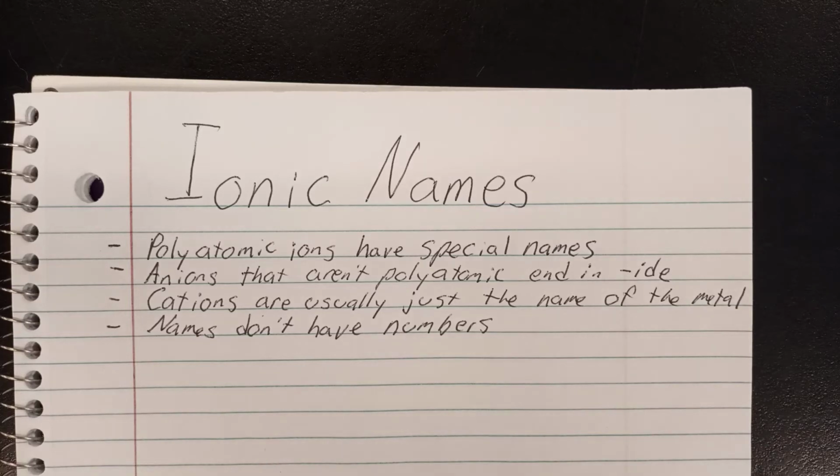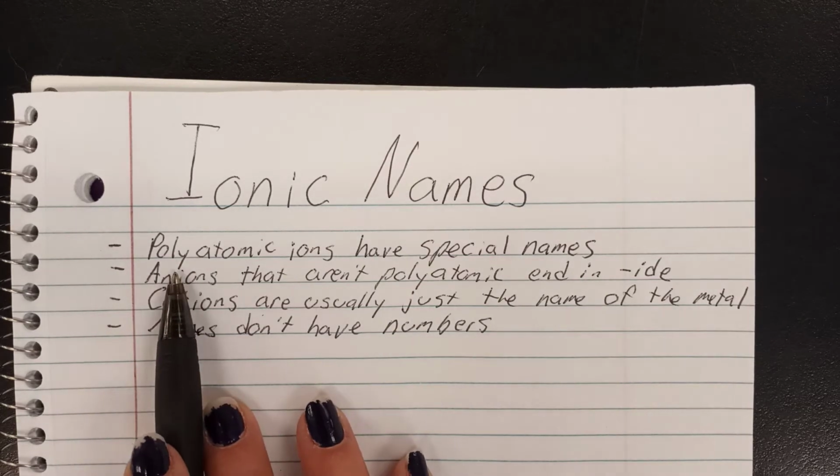So now that we know how to find formulas for compounds from their names, how do we go the other way? If I'm given a formula, how do I name that compound so that somebody else could figure out what the formula is, so that we both know what we're talking about? Now, a couple of reminders before we look at how this is done.